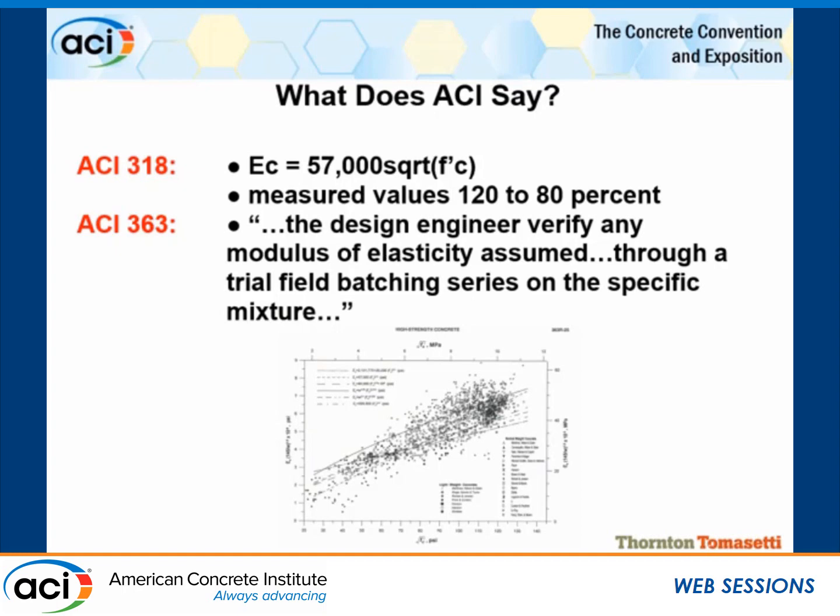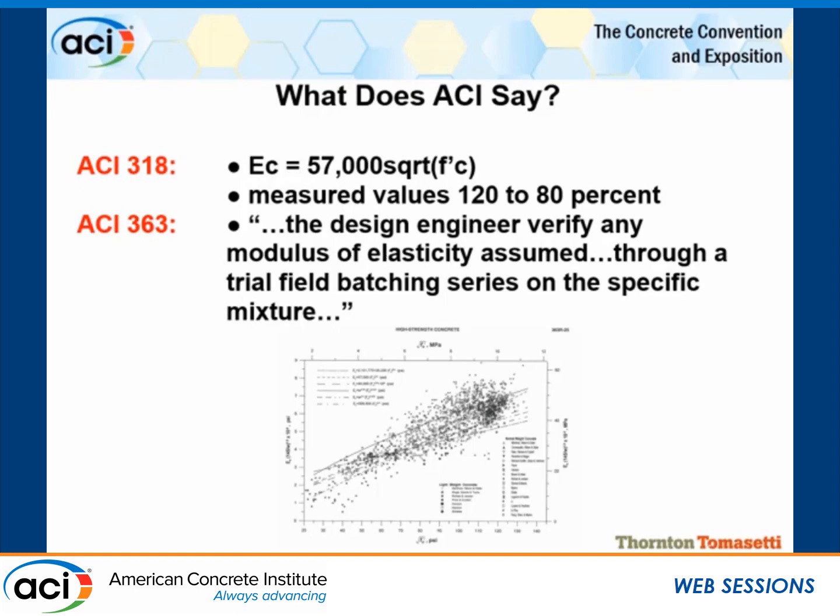All right, what does ACI have to say about it all? ACI 318 says you can use 57,000 square root f'c to do a first estimate for modulus of elasticity, and then it goes on to say in the commentary that number may be 120% to 80% of what's going to be actual in the project. So that's a pretty big range for engineers. Could be plus or minus 20%.